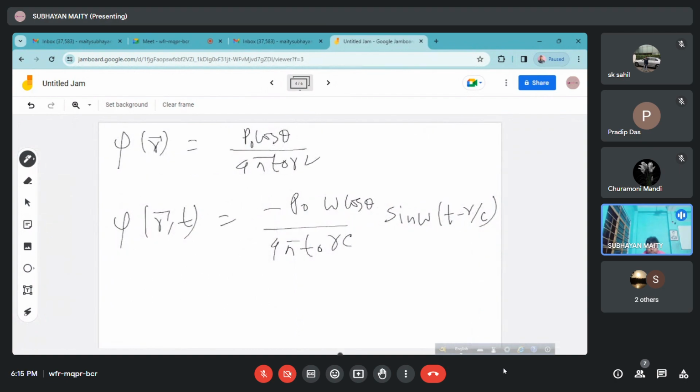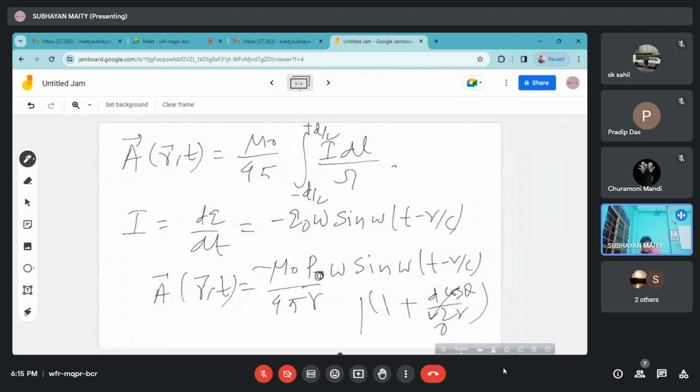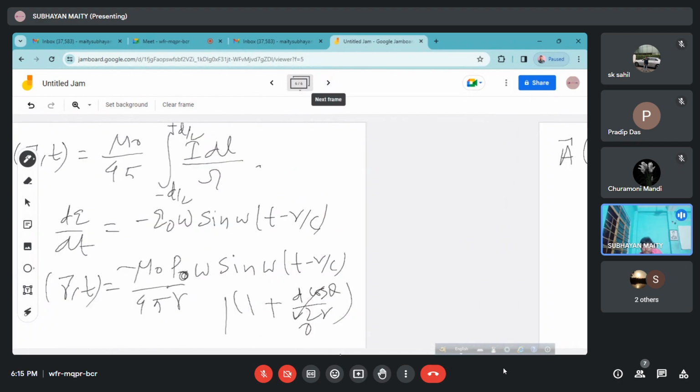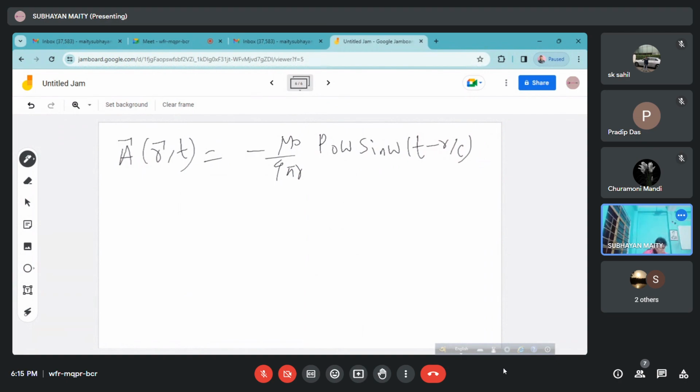So c is equal to 1 by root over mu naught epsilon naught. So you can convert it also in that way. Normally we can write mu naught by that, so if I put epsilon naught on top, there will be a 1 by c square. That means it becomes minus 1 by 4 pi epsilon naught c square r, p naught omega sin omega t minus r by c. So far understood?